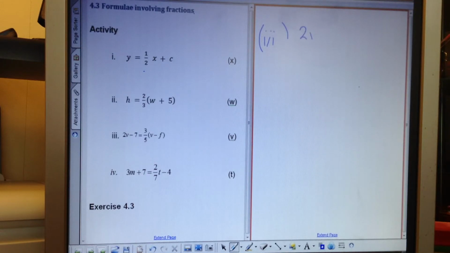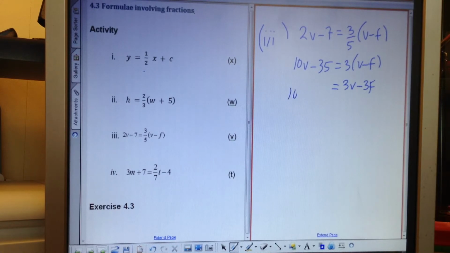We have 2v minus 7 equals 3 over 5 into bracket v minus f. Again, we can start by getting rid of the fraction by timesing every term by 5. So we're going to get 10v minus 35 equals, times by 5 will be left with 3 into v minus f. We then expand the brackets to give us 3v minus 3f.